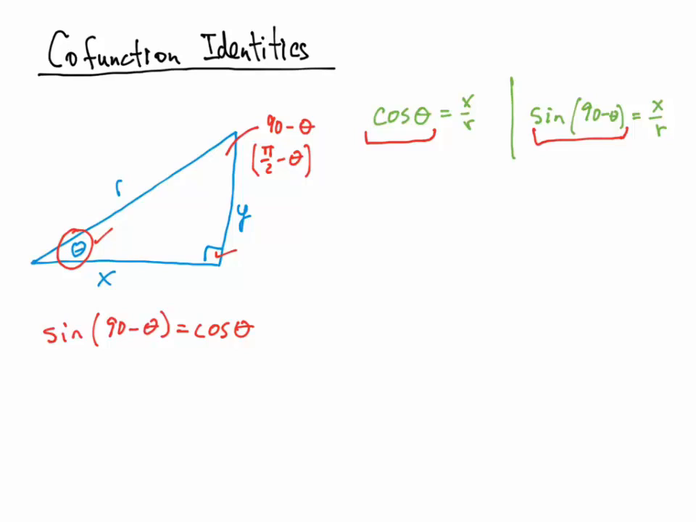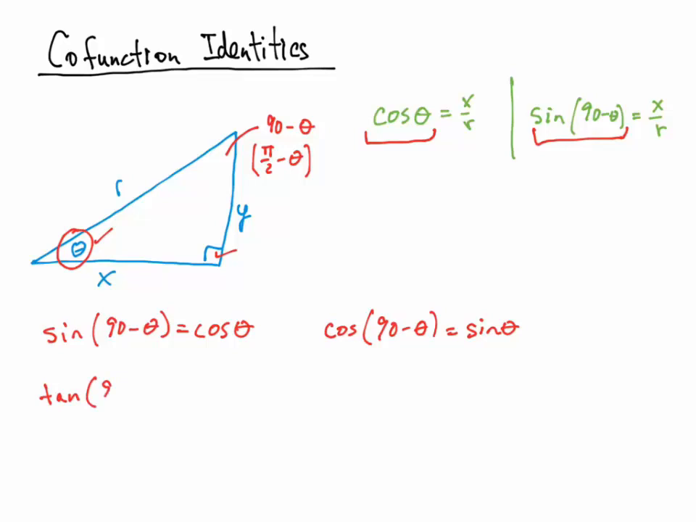All right, so this is one of the cofunction identities. And there are actually 5 more, and they all relate in a very similar way, and we can find them with this same sort of proof. So cosine of 90 minus theta is going to be equal to sine of theta. So these two are cofunction identities.